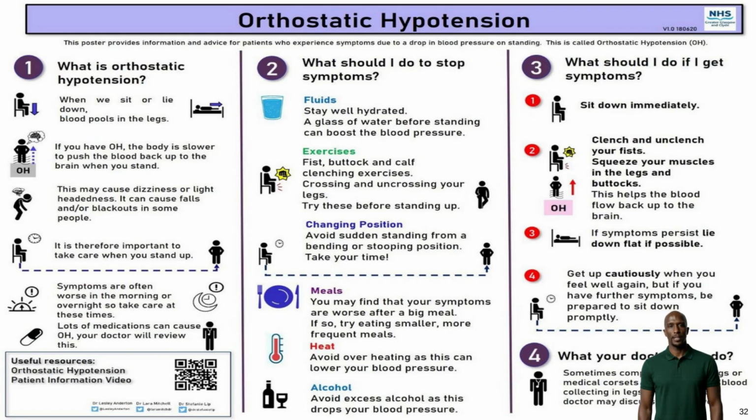To prevent this, patients should rise slowly, stay well hydrated, and wear compression stockings. If symptoms occur, the best action is to sit or lie down immediately, raise the legs, and rest until feeling better. Persistent symptoms should always be reported to the healthcare provider.